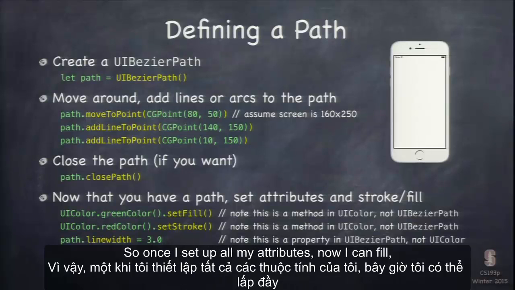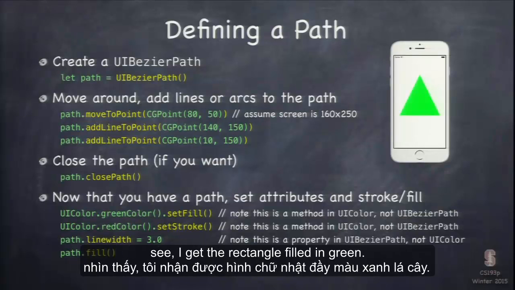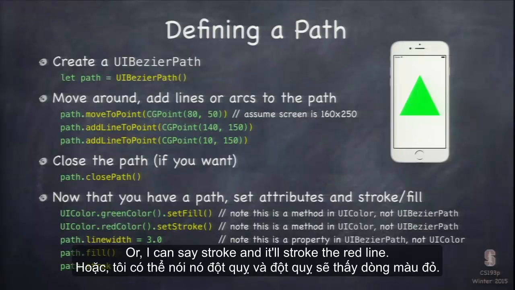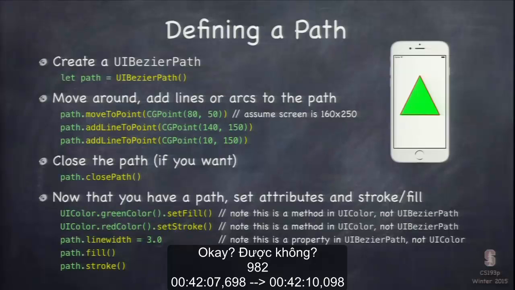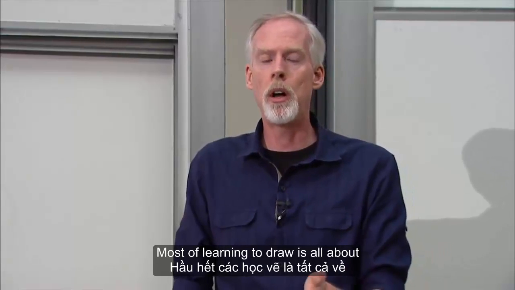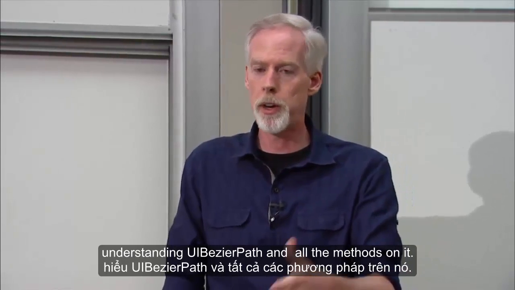So once I've set up all my attributes, now I can fill, for example, by saying path fill, and see, I get the triangle filled in green, or I can say stroke, and it'll stroke the red line. Okay? Pretty straightforward. Most of learning to draw is all about understanding UIBezierPath and all the methods on it.